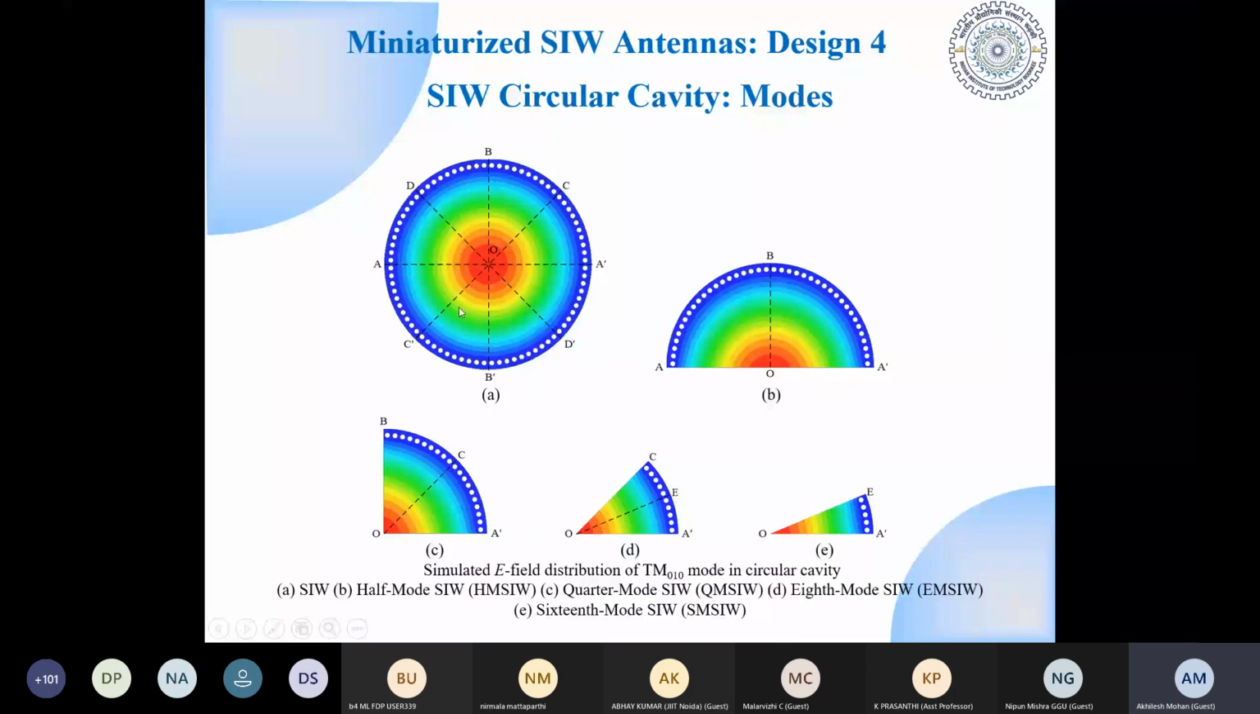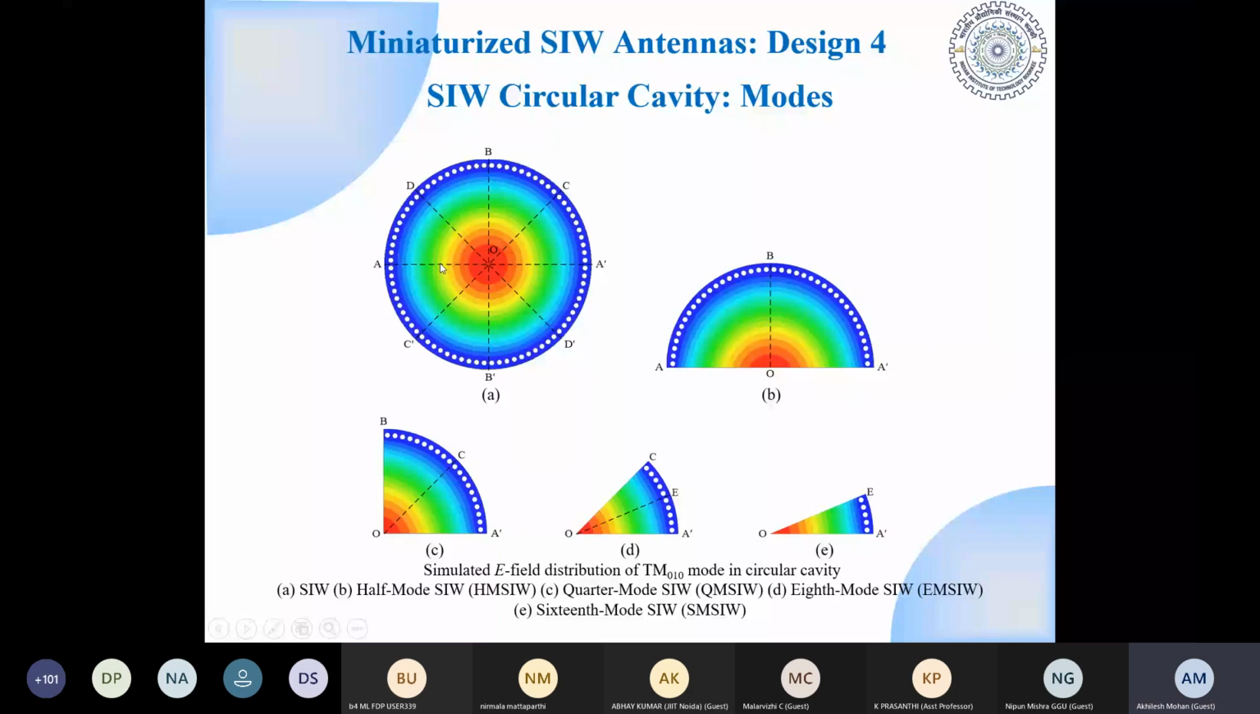Similarly, since the fields are symmetrical, I can bifurcate it along OB, so I will get the quarter mode. Then along OC I will get the eighth mode, and then the 16th mode. You can go on doing this bifurcation because the field configurations are symmetrical here. But again, the technology limits depend on the fabrication, and that limits the application.